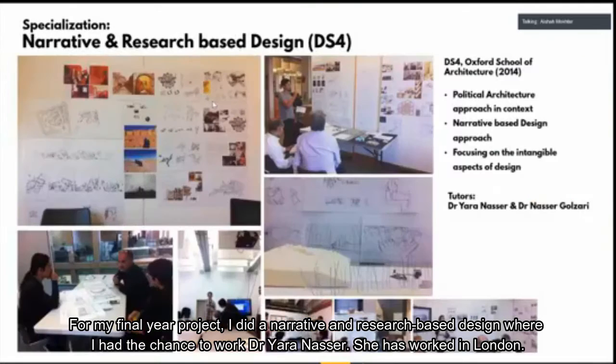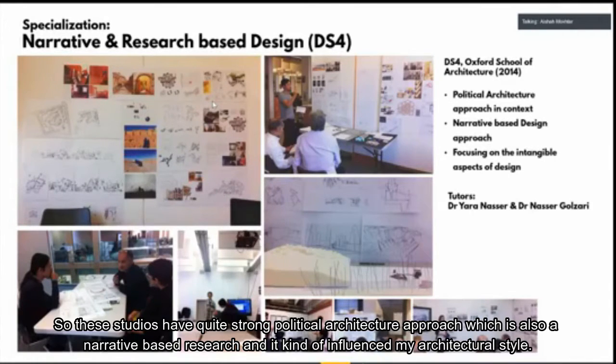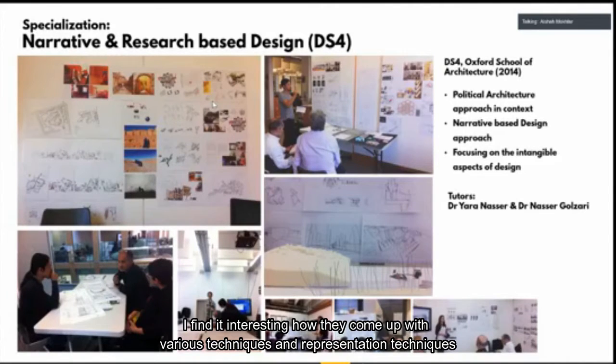For my final thesis, in my final year, I did a narrative and research-based design, where I had the chance to work with Dr. Yara Nasir, working in London. This studio had a quite strong political architecture approach, and it was also narrative-based research, which I think influenced my architecture style a lot. I find it very interesting to see how they come up with various representation techniques.